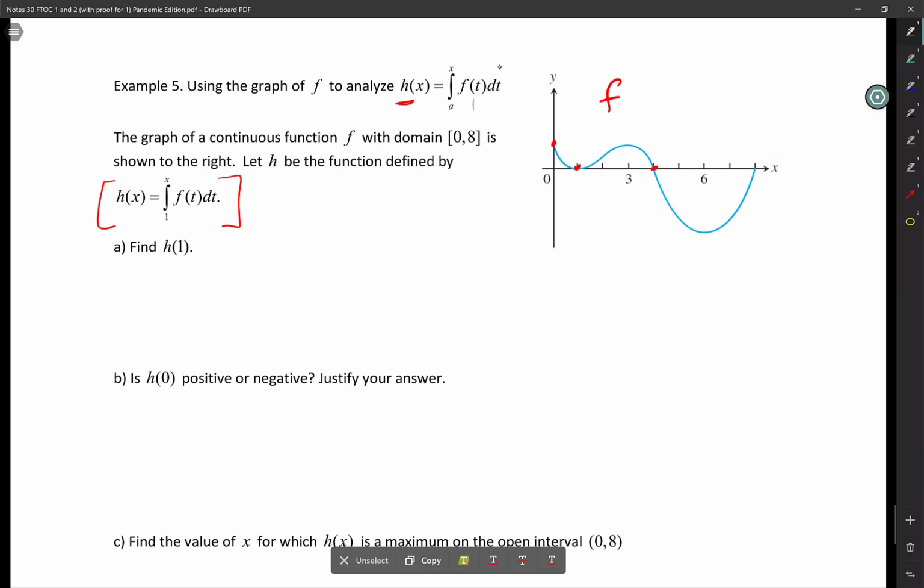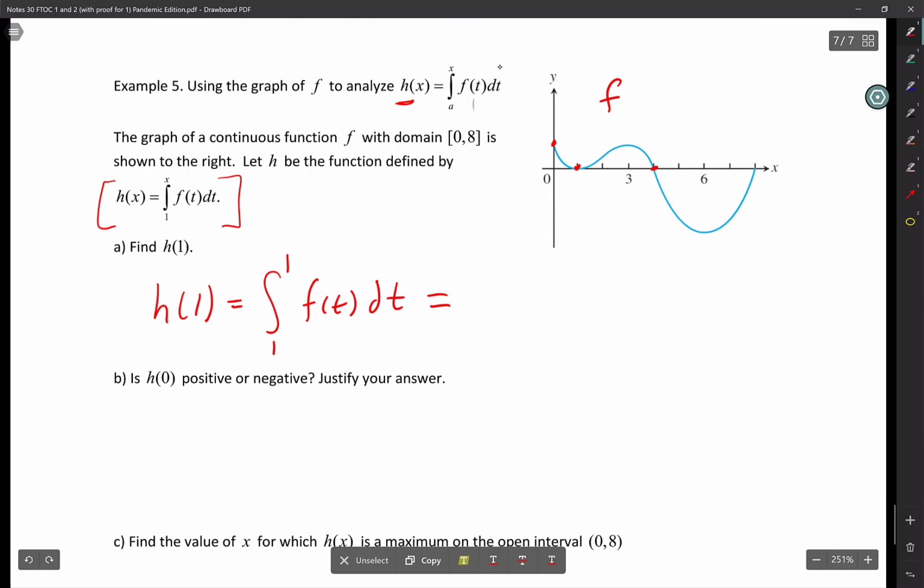Letter A, find h of 1. Well, h of 1 just means wherever there's an x, plug in a 1. Integral from 1 to 1 of f of t dt. What is that? 0? Yeah, good job. 0.